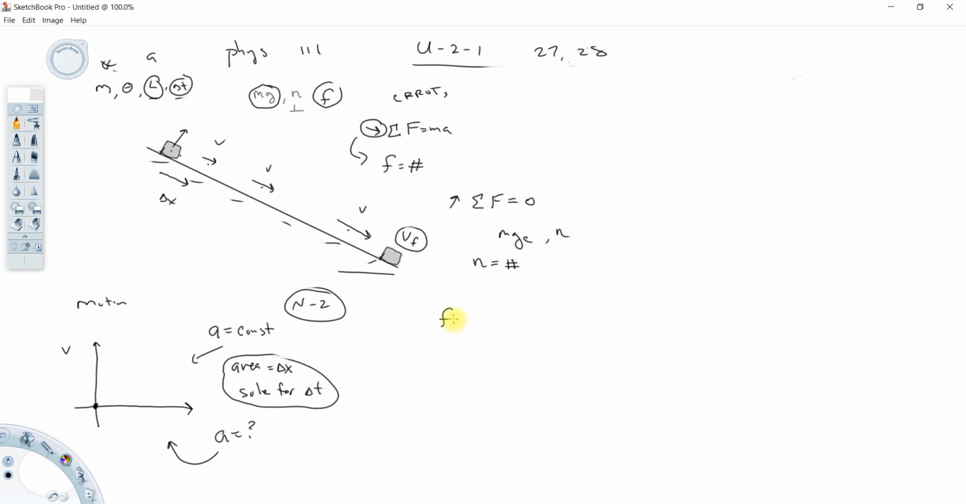And then to get the coefficient of friction, right? So sliding friction is equal to the coefficient of friction times the normal. So when you get that number, that will go here. This will go here. Out will come your frictional coefficient. So that should get you through all of it.